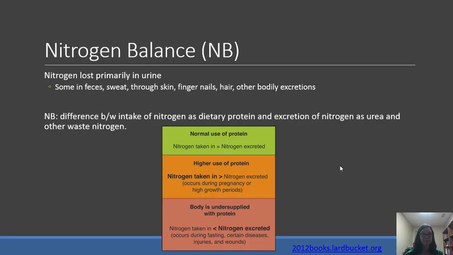And we see this in restrictive weight loss diets, such as those with very, very low calories, like less than 800 calories. We would see this in maybe anorexia nervosa or in patients who have cancer. Or our nitrogen balance can be in equilibrium, so we're neither storing nor losing body nitrogen. This just happens in a healthy, regular adult that's not pregnant or lactating and who is consuming a balanced diet.